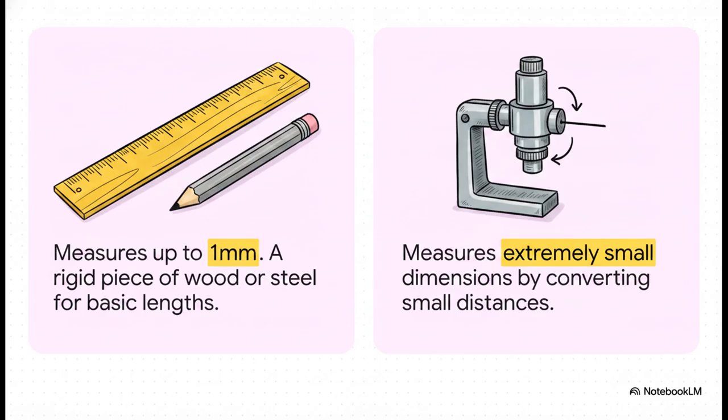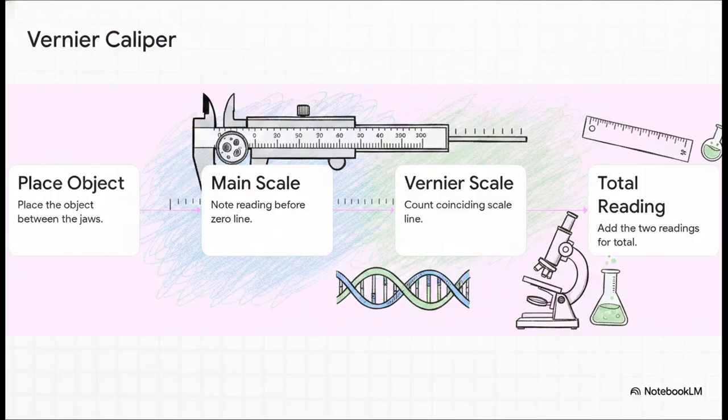This brilliant little device is used for precision engineering. It actually measures extremely small dimensions by mechanically converting those tiny, imperceptible distances into larger rotational movements that we can easily read. Another absolutely crucial precision instrument is the vernier caliper.